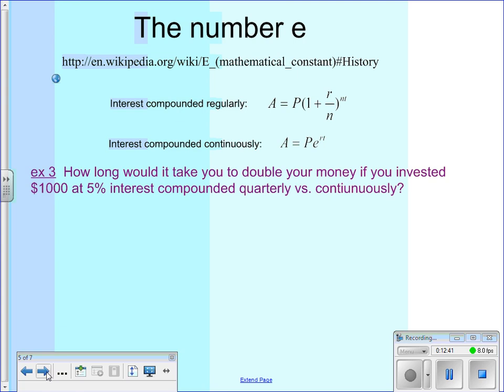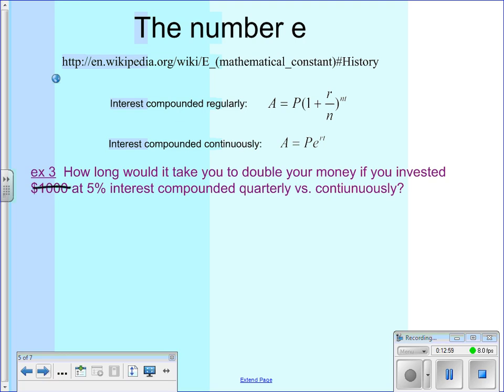Okay. These are just some basic examples. You've got to be comfortable working with these kinds of problems more than anything else. How long would it take to double your money if you invested $1,000? By the way, if you have a question that says, how long will it take to double your money?